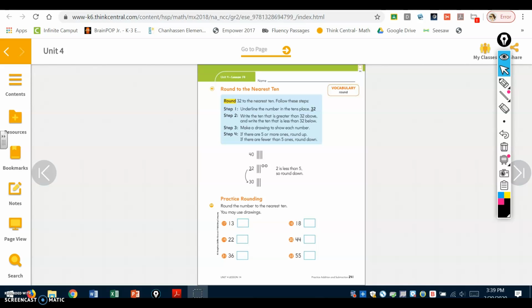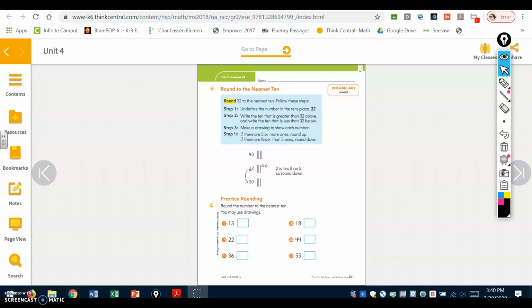Hi, second graders. So you should have your math book workbook page open to page 241 and 242. After you watch the rounding videos and the Brain Pop Junior on rounding, I would like you to complete these two workbook pages. It says round to the nearest 10.